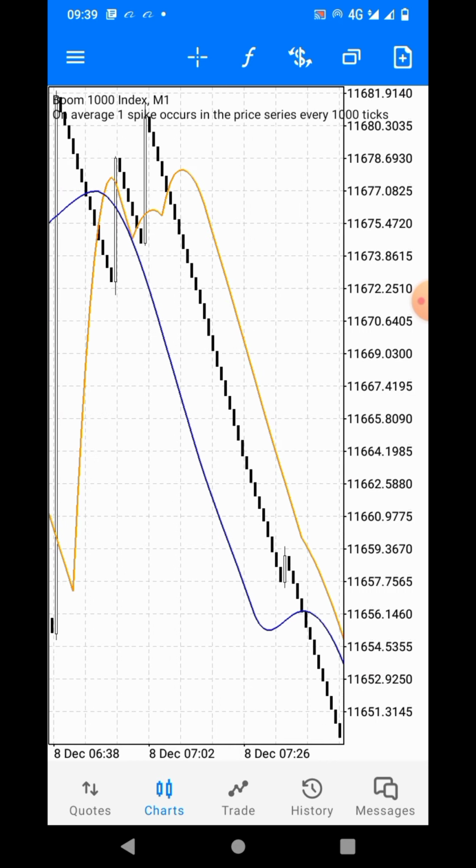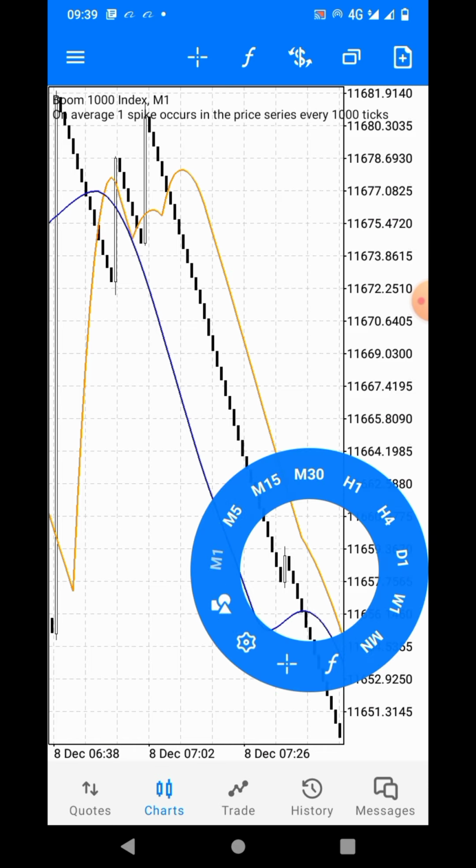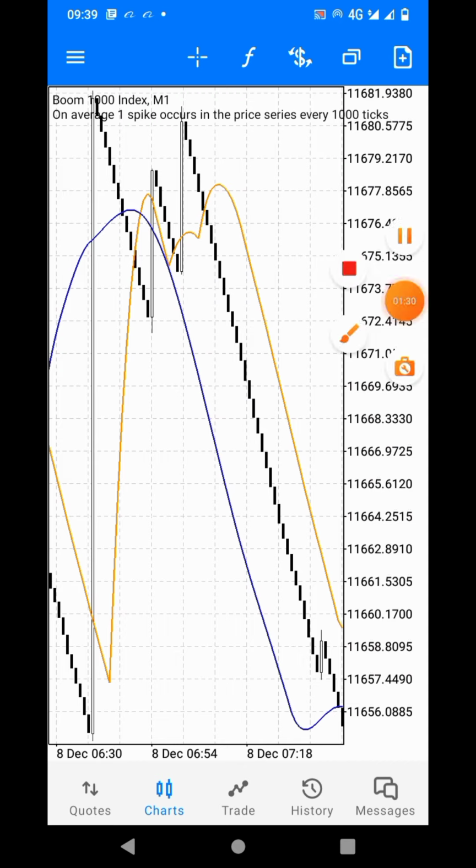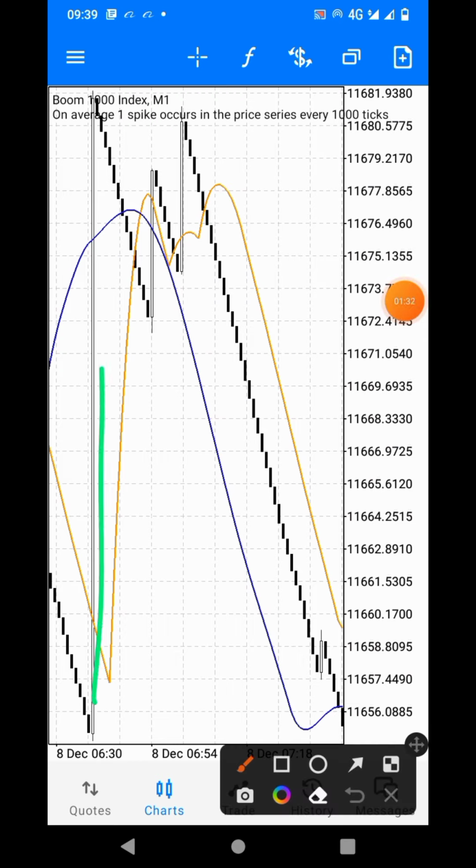So now why will you be selling? Now the market is moving to the upside after the spike. And now when do you want to be selling? You want to sell when the candle is trading in it has broken the yellow line.